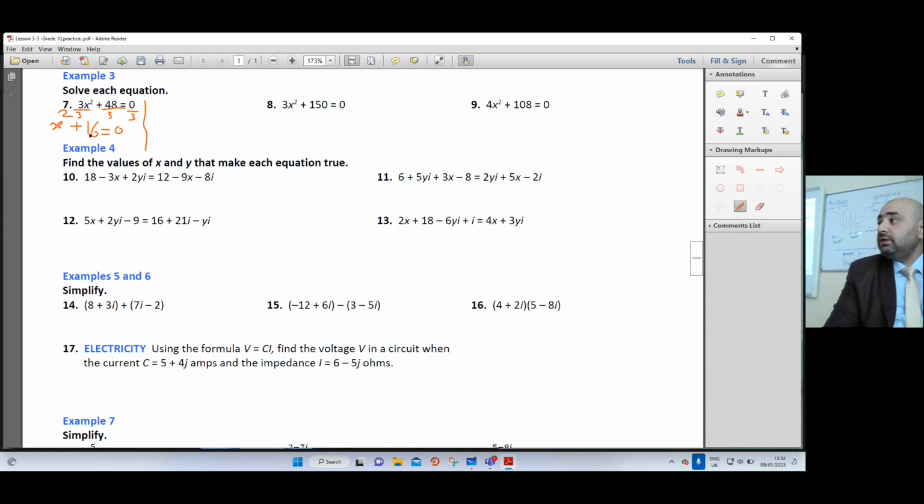Then you can transfer 16 to the second side. So we can write here x squared, then take 16 to the second side, it will be negative 16. Then how to solve this problem? You can take the square root of the two sides. So the square root of x squared will be x equal to the square root of negative 16.